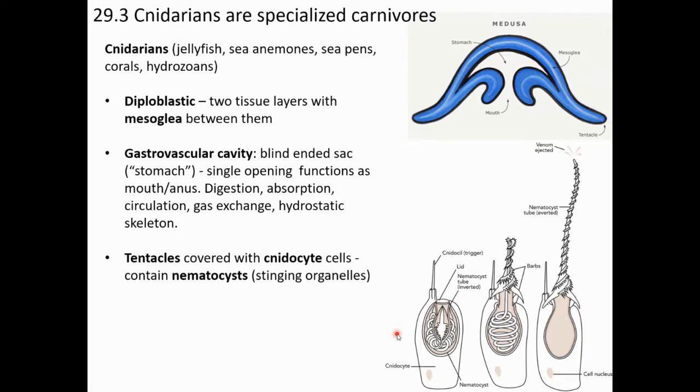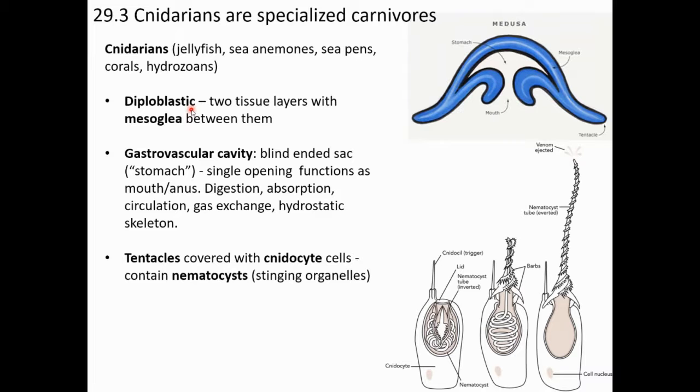Okay, another group of animals that was in that phylogeny that we showed is these cnidarians. Okay, again a silent C, and they are primarily specialized carnivores. And what they consist of, they include things like jellyfish, not the ctenophores, which are a different group, remember, but also sea anemones, sea pens, which I'll talk about in a bit, corals, and another group called the hydrozoans.